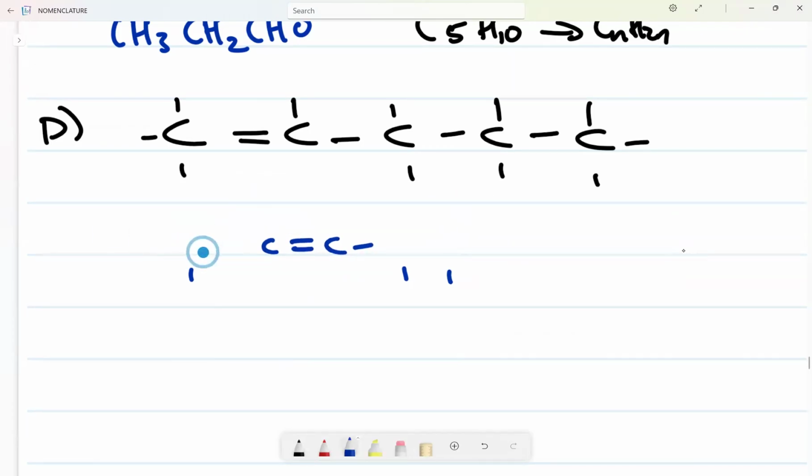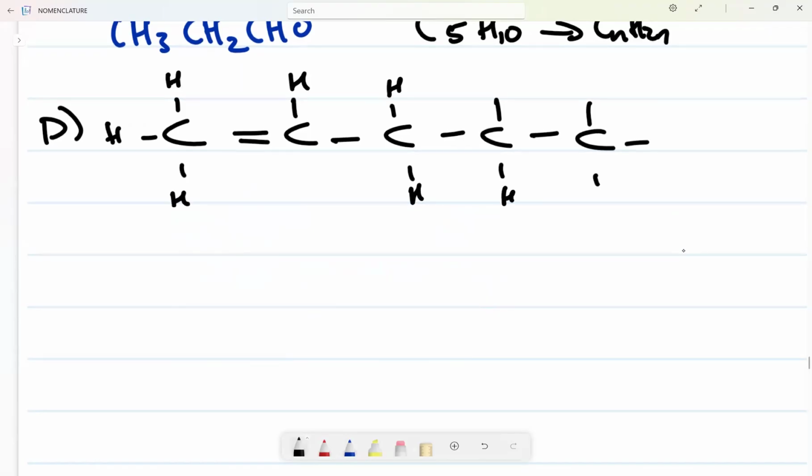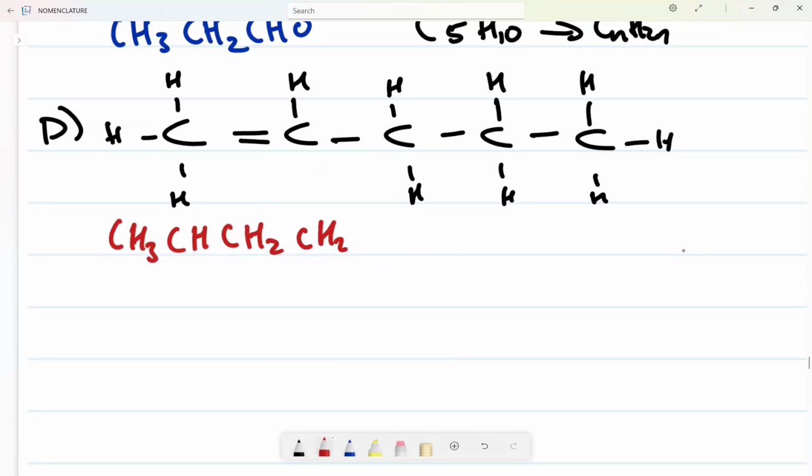Yes. Now, how do I draw the condensed structural formula for this one? I'm going to say, okay, it is CH3, CH, CH2, CH2, CH3.